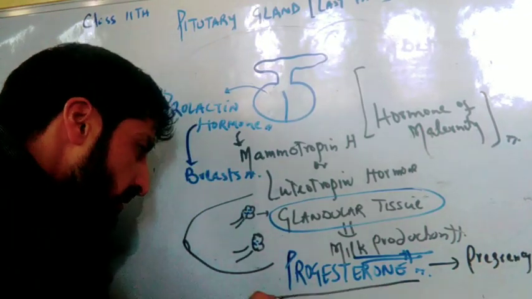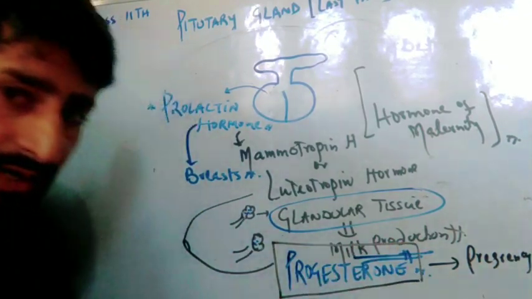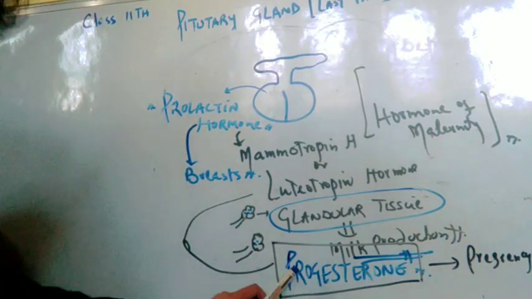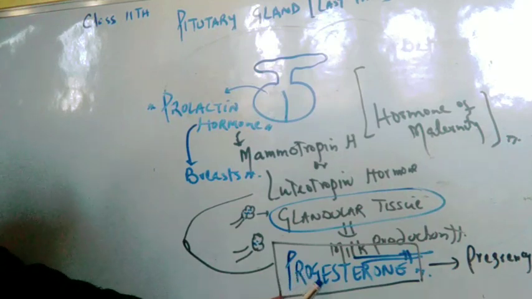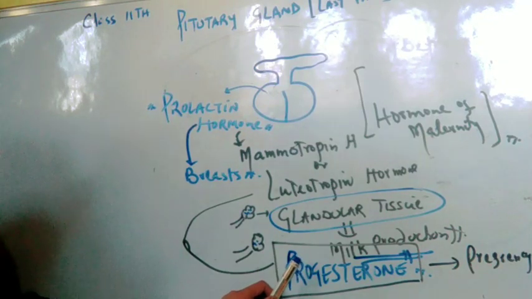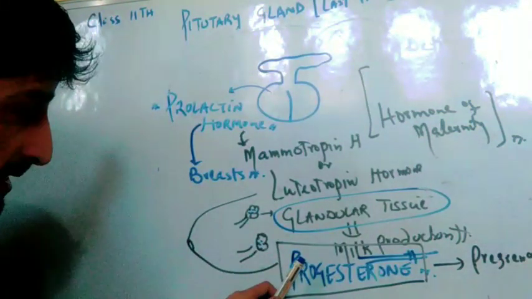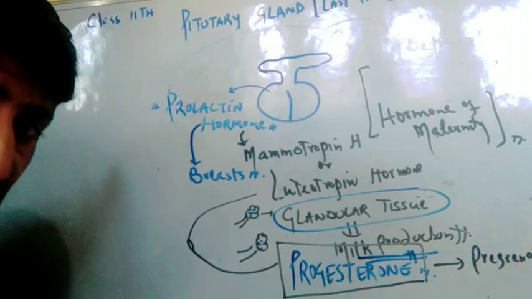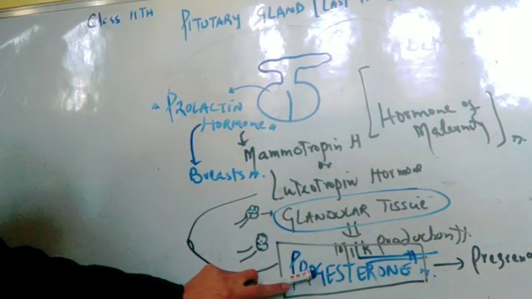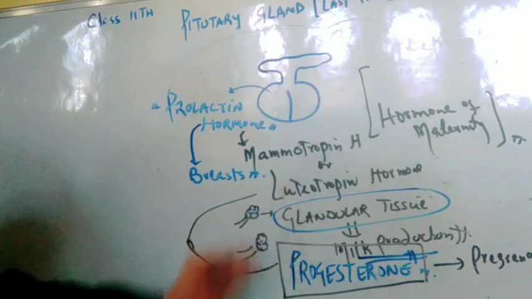The level of this hormone is very high in these pregnant ladies. Now, the presence of this hormone in the blood prevents the ejection of milk from the breasts. Otherwise, if there is deficiency of this hormone, then milk will be ejected.